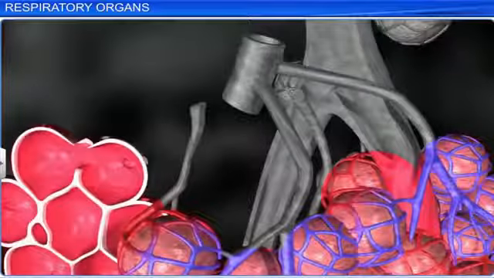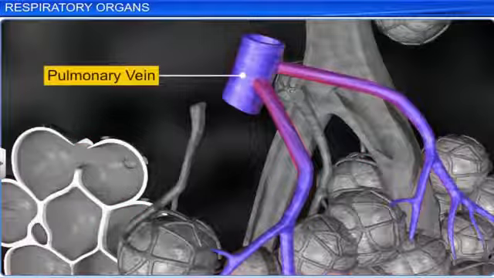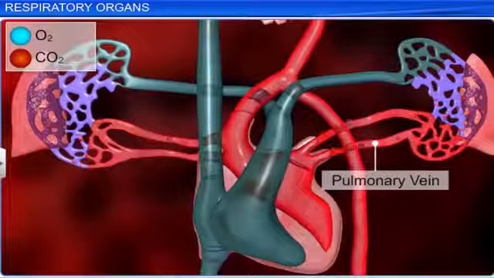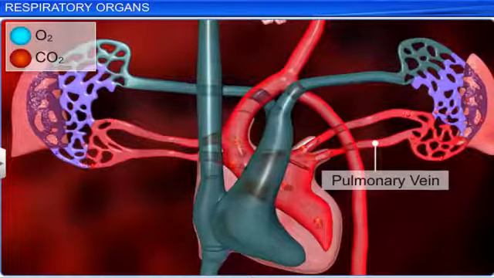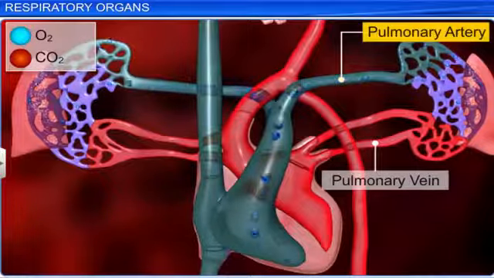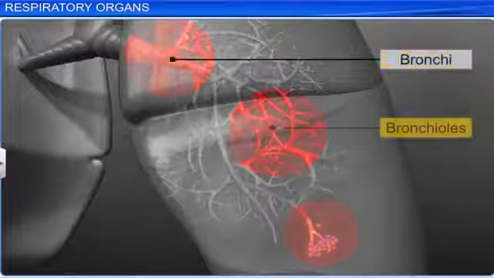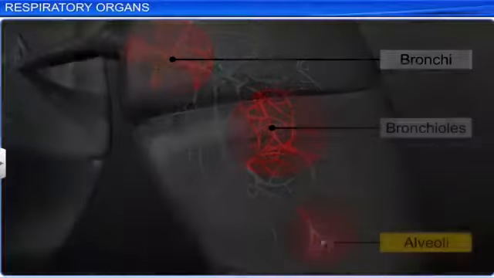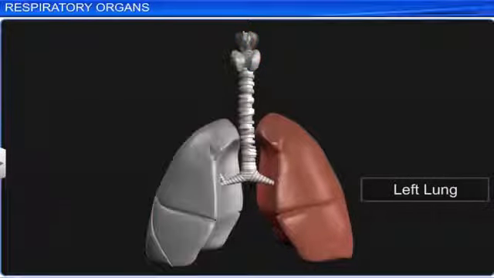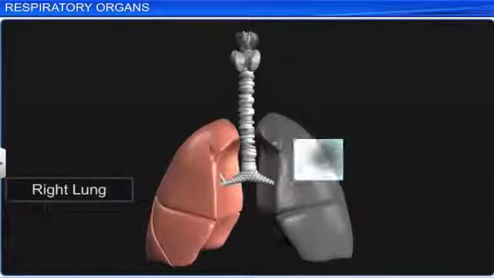Each alveolus is covered by thin and fragile blood capillaries, which combine to form the pulmonary vein. The pulmonary vein carries purified blood to the heart, and from the heart, the pulmonary artery carries impure blood to the lungs. Bronchi, bronchioles, and alveoli form a part of a pair of lungs, the left lung and the right lung. The left lung has two lobes and is slightly smaller because of the location of the heart near it. The right lung is bigger with three lobes.